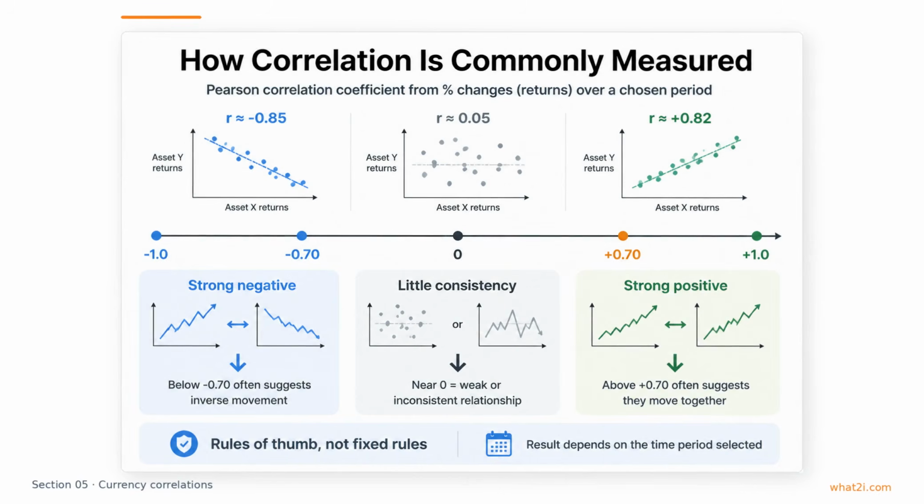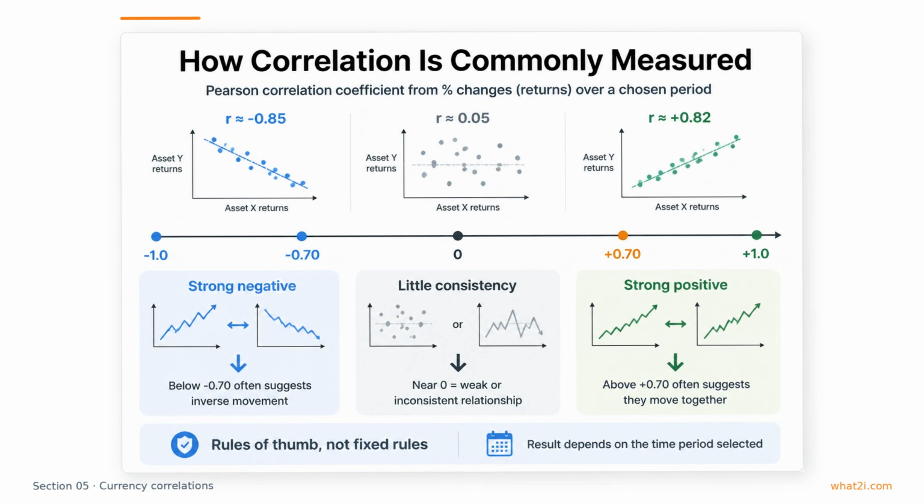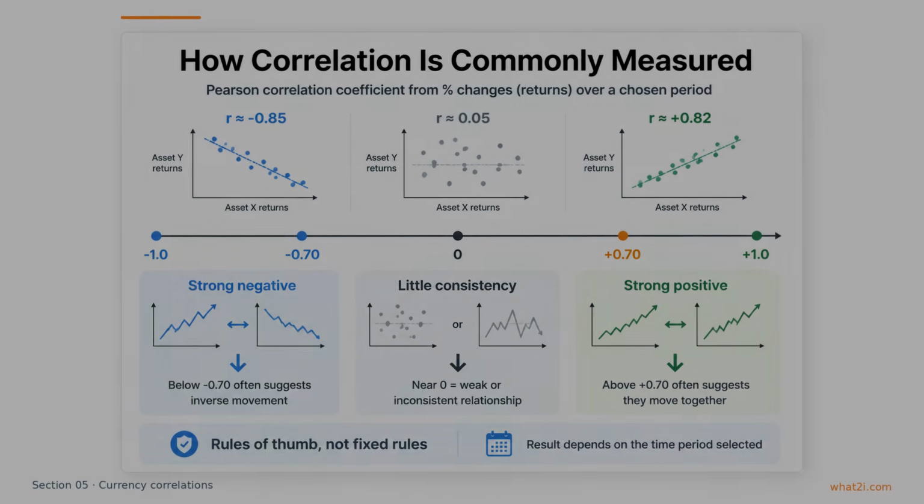A common way to measure correlation is with the Pearson correlation coefficient, using percentage changes over a selected period. In practice, traders often treat readings above about +0.70 as strongly positive and below about -0.70 as strongly negative. Values near 0 suggest little consistency in how the pairs move together. These are useful guidelines, but they are not hard rules. The result depends on the time period and data window you choose. So the number is best used as an estimate of current relationship, not as a permanent label.